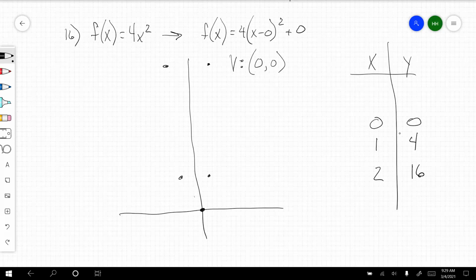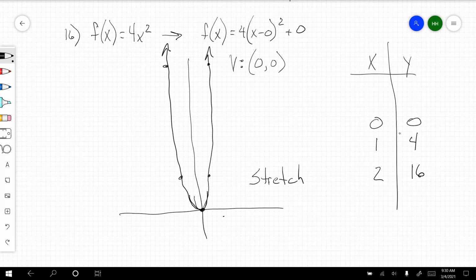So you can see the difference between a 1/3 being in front of the x squared and a 4 being in front of the x squared. This thing gets way taller faster. This is called stretch. And with all that being said and done, that concludes the study guide for quiz 7.